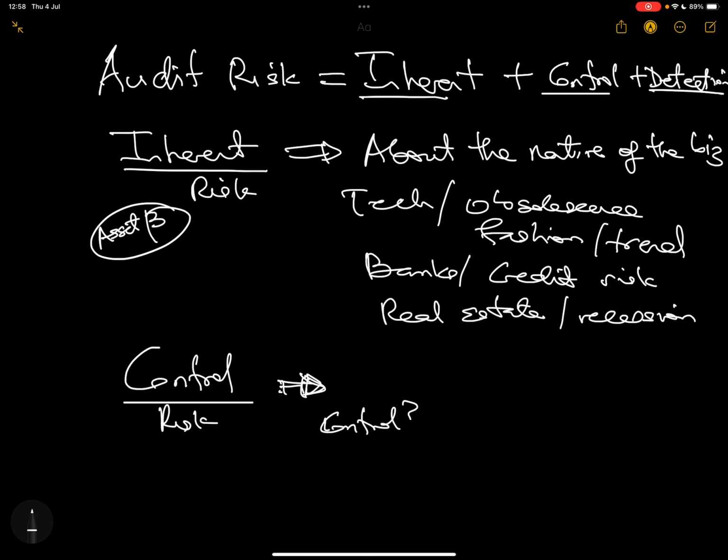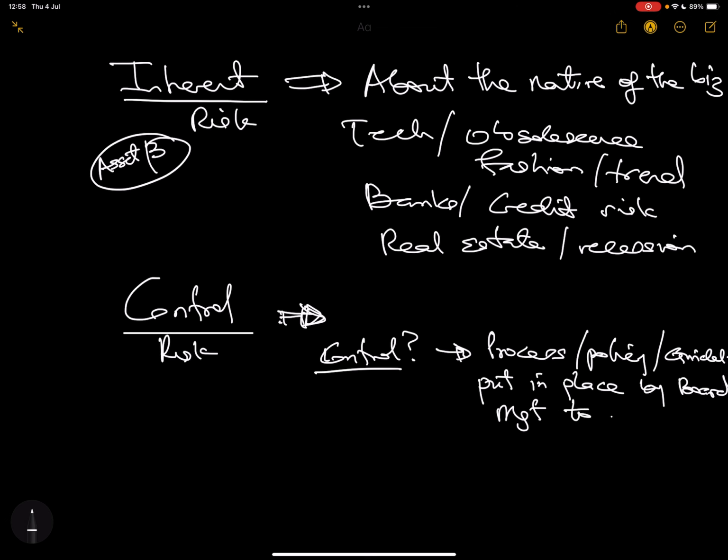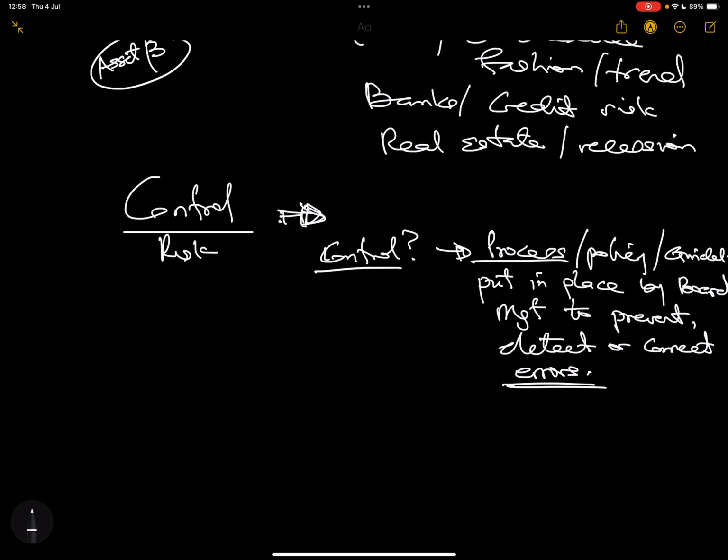So control is just the process, the policy, or we can say guidelines put in place by the board or management of a company to prevent, detect, or correct errors. So that is control. Controls are those processes, those policies, those guidelines that have been put in place by the management of a company to ensure that they achieve their objective. And how do they achieve their objective? By preventing, detecting, or correcting errors, right?